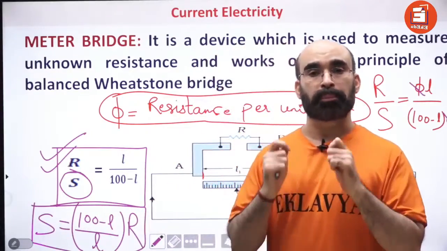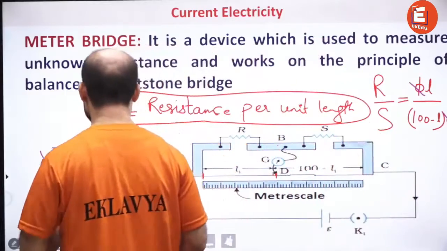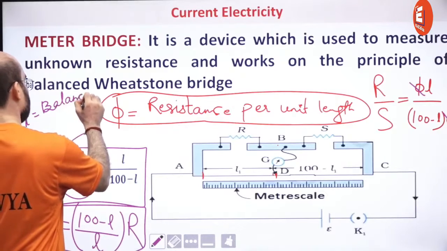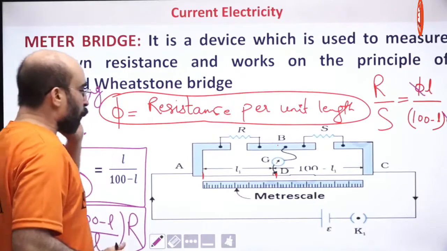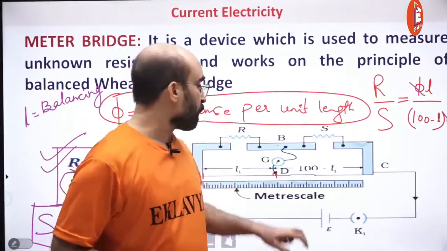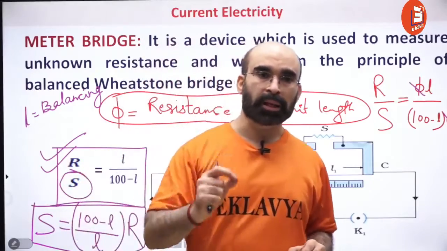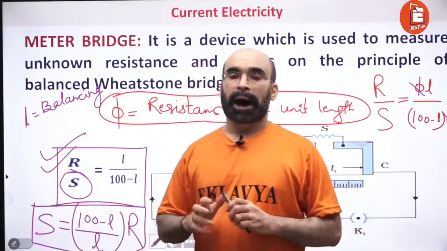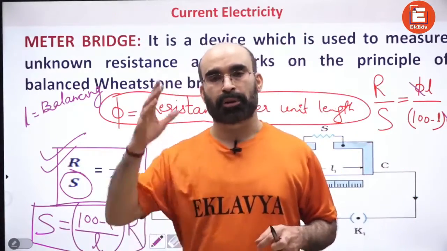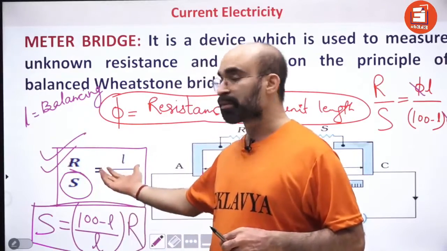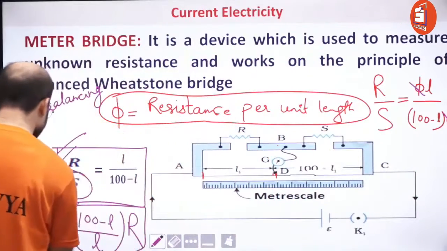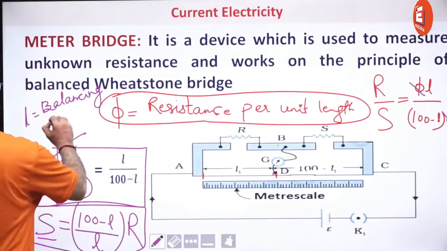L here is called the balancing length. When we say balancing length, what we are actually saying is that this is the length of the wire from end A where the galvanometer shows null deflection. If we treat this arrangement as the balance condition of Wheatstone bridge, we can have this relation, and with the help of this we got this expression. The unknown value of resistance can be easily determined.